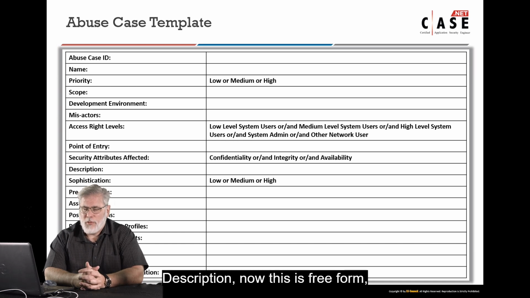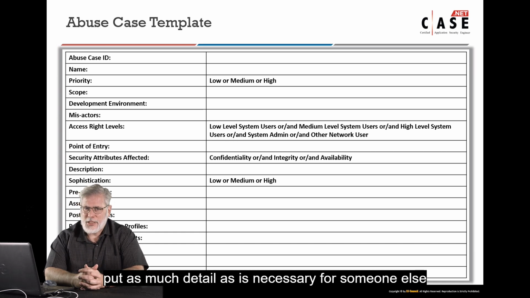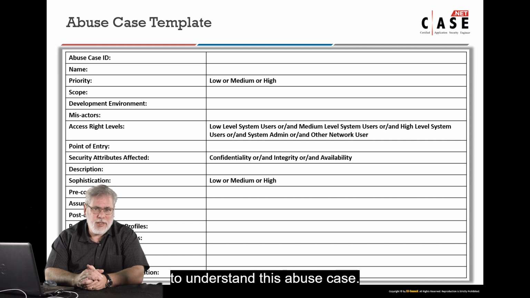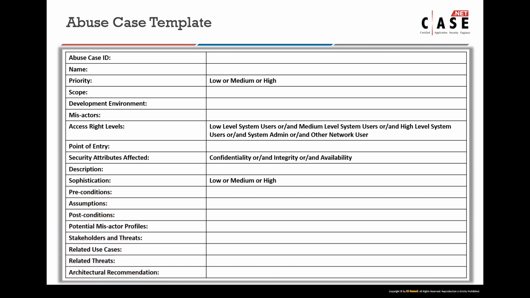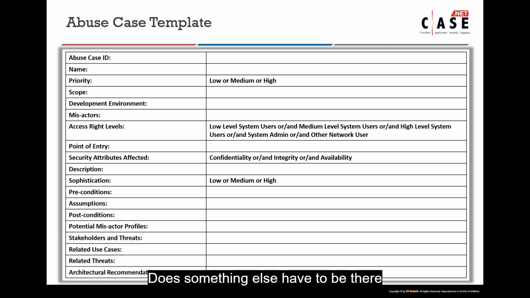Description. Now, this is free-form. Put as much detail as is necessary for someone else to understand this abuse case. Preconditions. Does something else have to be there for this bad action to take place? In some cases, there will be preconditions. In others, there may not be. Any assumptions? What do you assume? Do you assume that the user must have some level of network access in order to execute this? Or do you assume a complete outsider could do this?